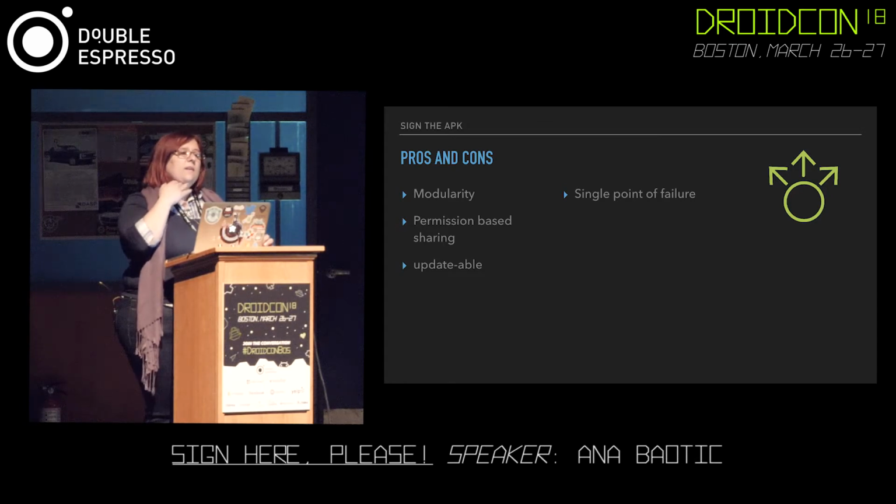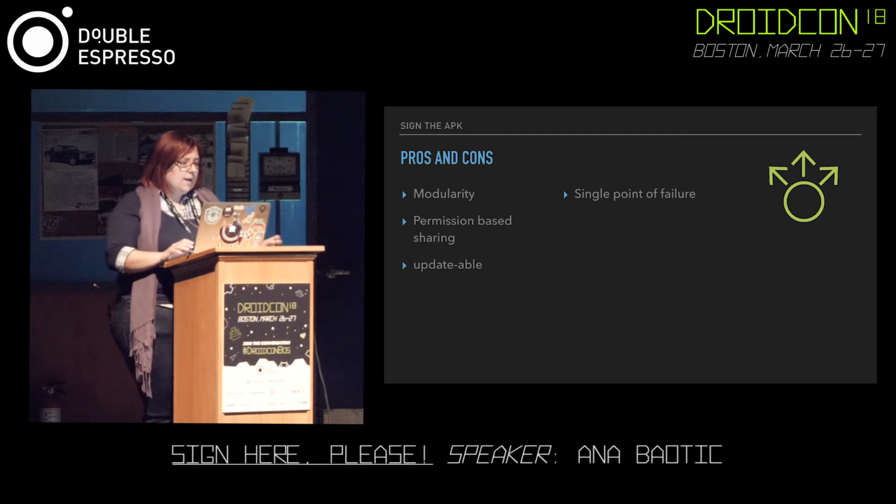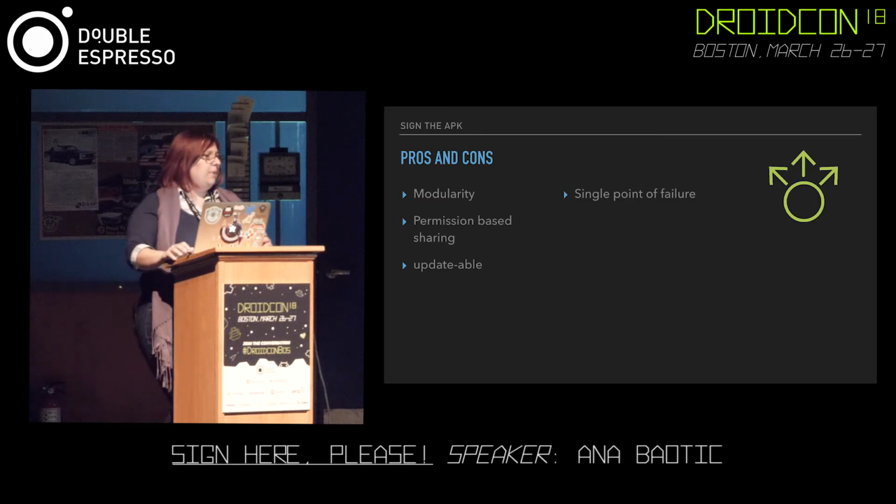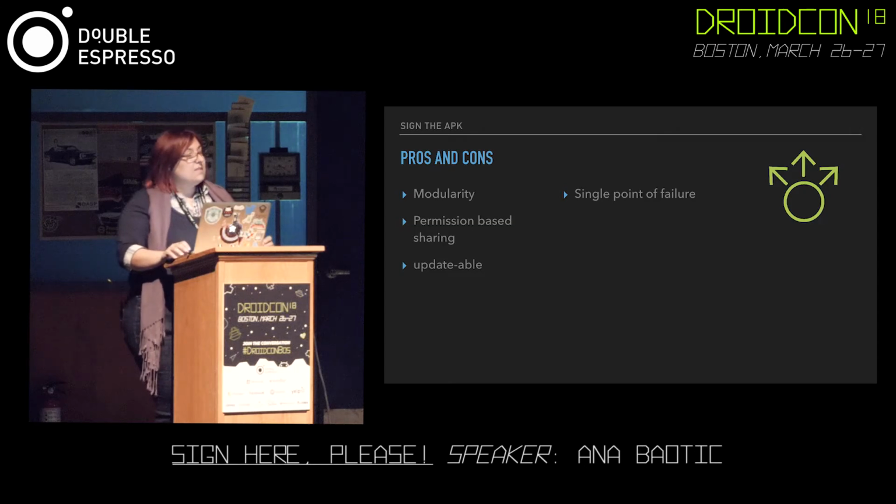Modularity: you can sign different modules of your application with the same key, and you can deploy them and update them separately. If you have some kind of permission-based sharing between the applications, you can only achieve it if the applications have the same signature, so that's a bonus. And your application can be updated by anyone and from anywhere who has your key. The con is that you have a single point of failure. Again, this is more prominent if you're taking care of the keys yourself. If you're relying on Google, then it's not such a big problem.